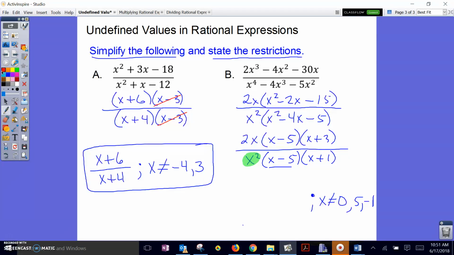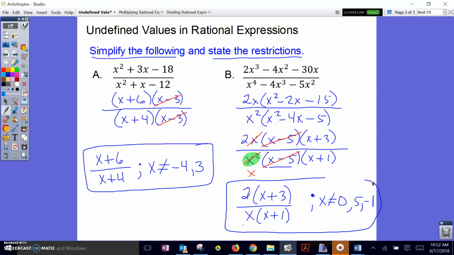And now we'll simplify this. We can cancel an x minus 5 out of both, and we can cancel an x out of both, numerator and denominator. And so we're left with 2 times x plus 3 in the numerator, and x times x plus 1 in the denominator. And there's our simplified form with the restrictions.